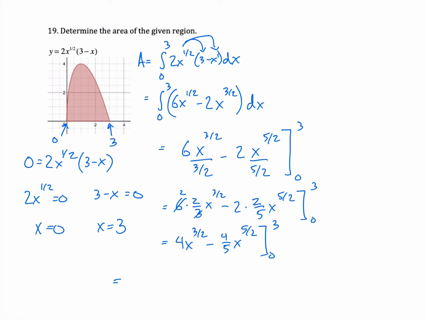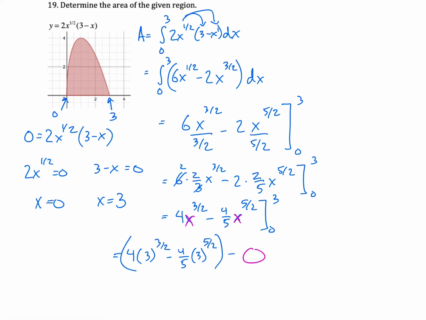So we are going to plug in 3 first into the antiderivative. And then we're going to subtract plugging in 0. And if you notice in this case, since these are just x's here, that whole thing is just going to turn into 0. All right, so now we'll go ahead and calculate this.